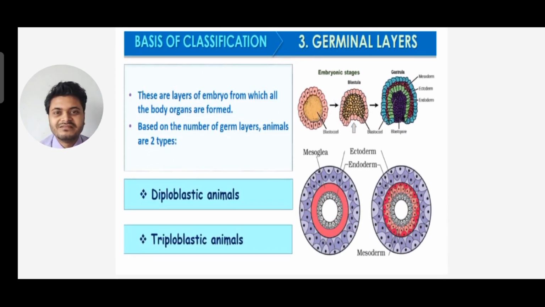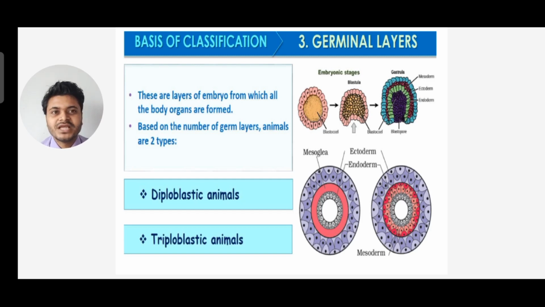Now the third basis of classification is the germinal layer. What is a germinal layer? These are the layers of the embryo from which all body organs are formed. All right. So in the embryo, there are layers from which the different organs are formed. Based on the number of germinal layers, animals are of two types. One is diploblastic and the other is triploblastic.